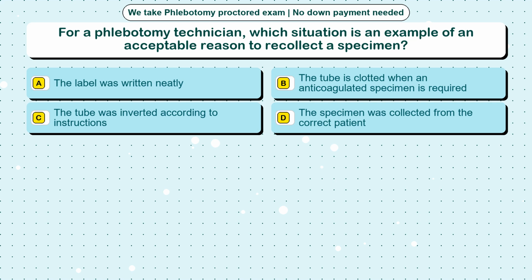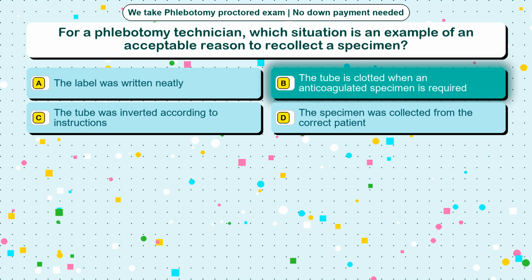Question 1. For a phlebotomy technician, which situation is an example of an acceptable reason to recollect a specimen? Option A. The label was written neatly. Option B. The tube is clotted when an anticoagulated specimen is required. Option C. The tube was inverted according to instructions. Option D. The specimen was collected from the correct patient.